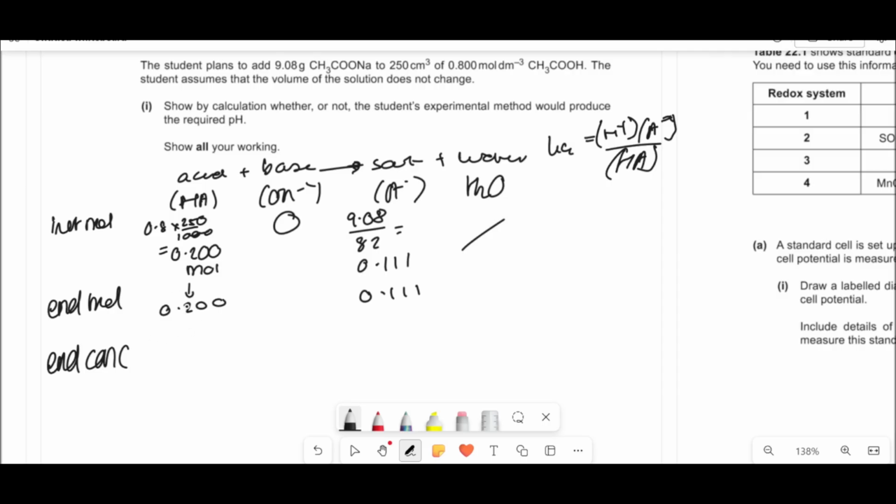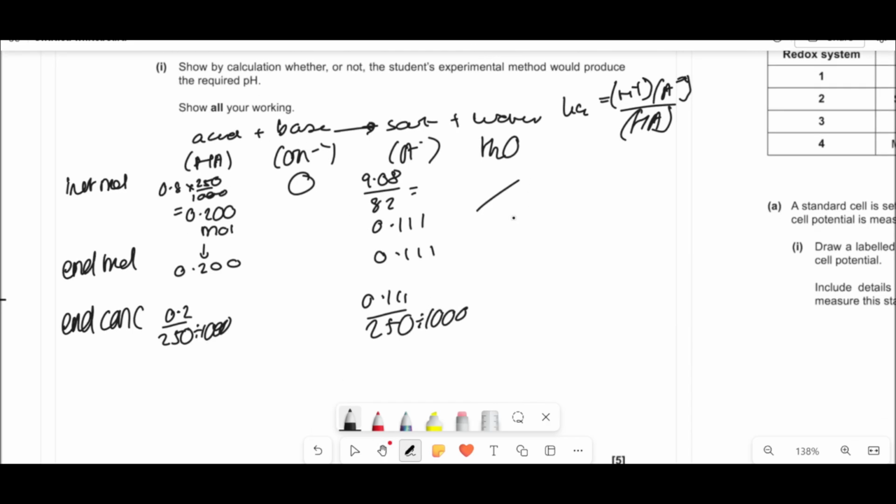Then we need to find out the end concentrations. So the end concentration of acid now is still going to be 0.2 divided by 250, and then the end concentration of the salt is going to be 0.111 divided by 250, divided by 1,000. I know it seems a bit pointless to do that, but if I do this I make sure I understand every single step of this and what they've done, because a lot of people make mistakes, like trying to react these two together, for example, assuming that that is actually the salt and so forth. So this just forces you to not screw up.